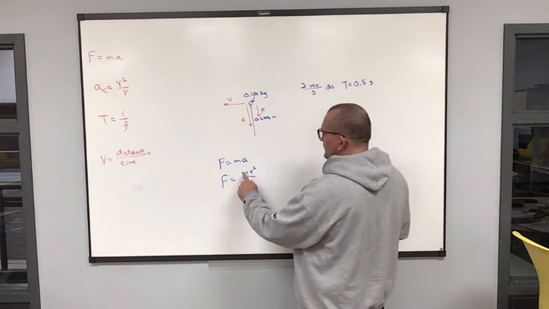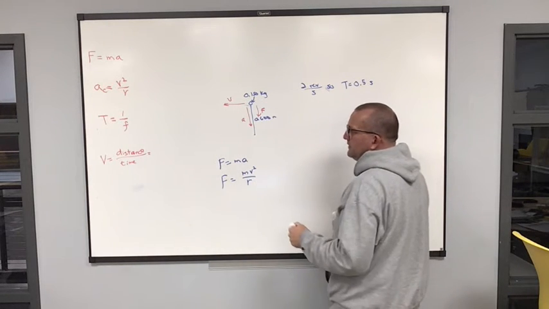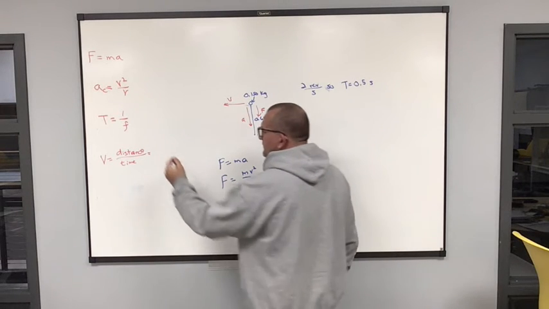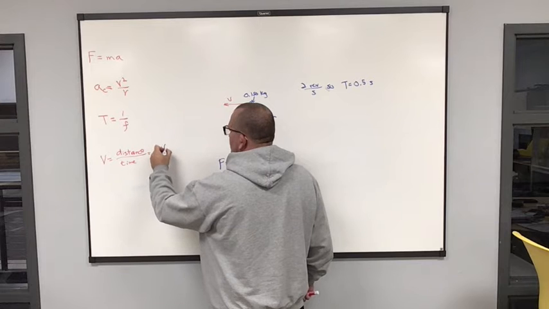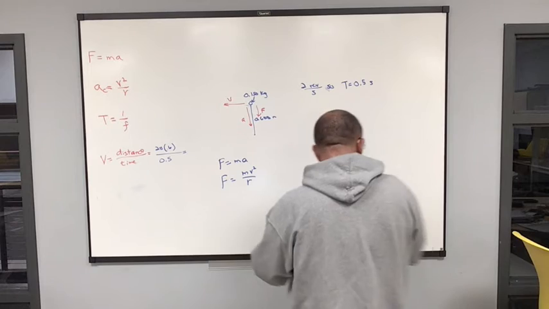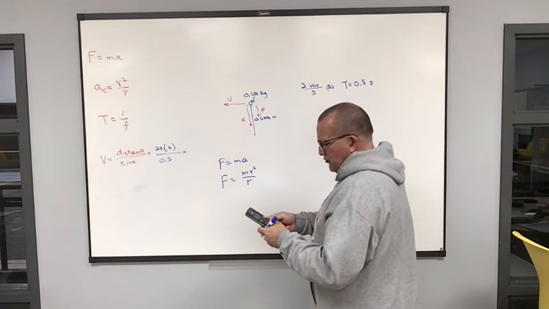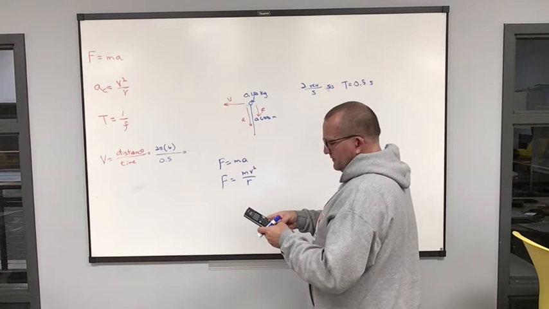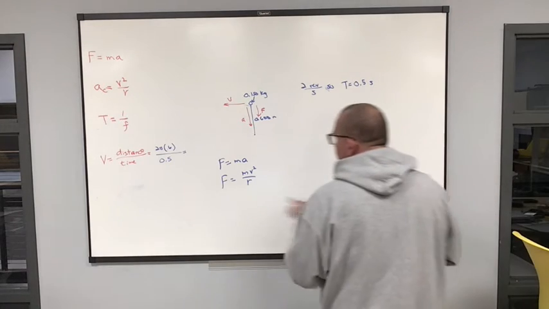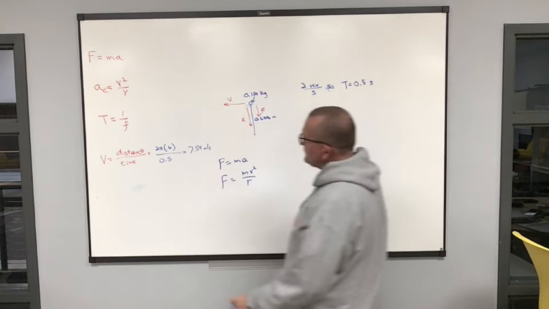So let's see what we can do here. We're solving for force, mv squared over r. We know m, we know r, we have to find v. V is distance over time, and we did this math already, but we'll do it again. Distance in a circle is 2 pi times my radius, over my time period. We'll put that in our calculator: 2 pi times 0.6 divided by 0.5 is 7.54 meters per second. So that's our velocity.